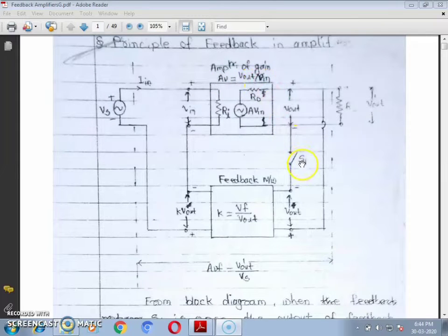Let's now close the switch S1. As the switch is closed, the fraction of the output of the basic amplifier is given to the feedback network.